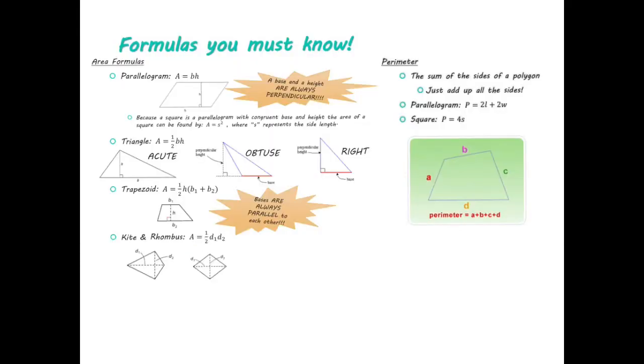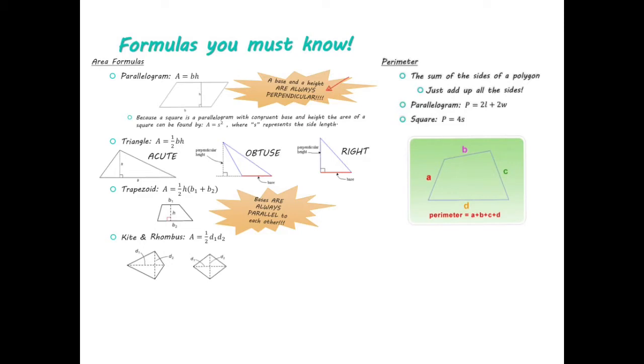Here are all the formulas that you're going to need to know for this section, and a lot of them should be really familiar to you. You probably already know that a parallelogram's area is found by multiplying the base times the height, and that a triangle is the same thing, but half. But I need you to really know that bases and heights are always perpendicular to one another.